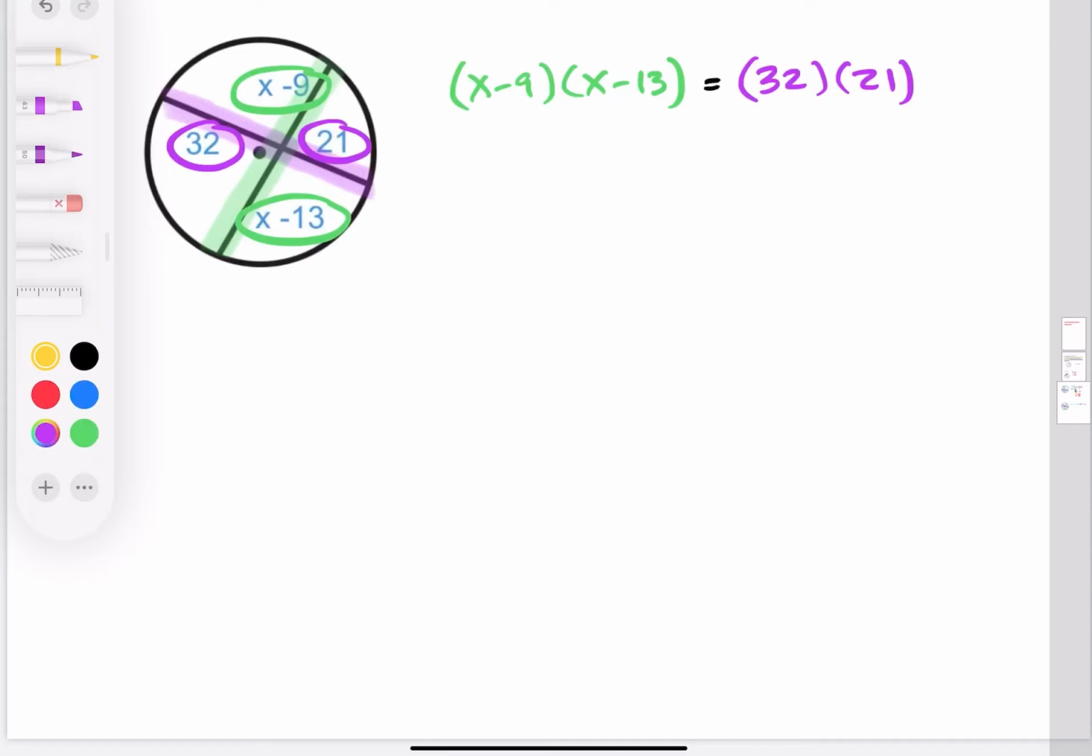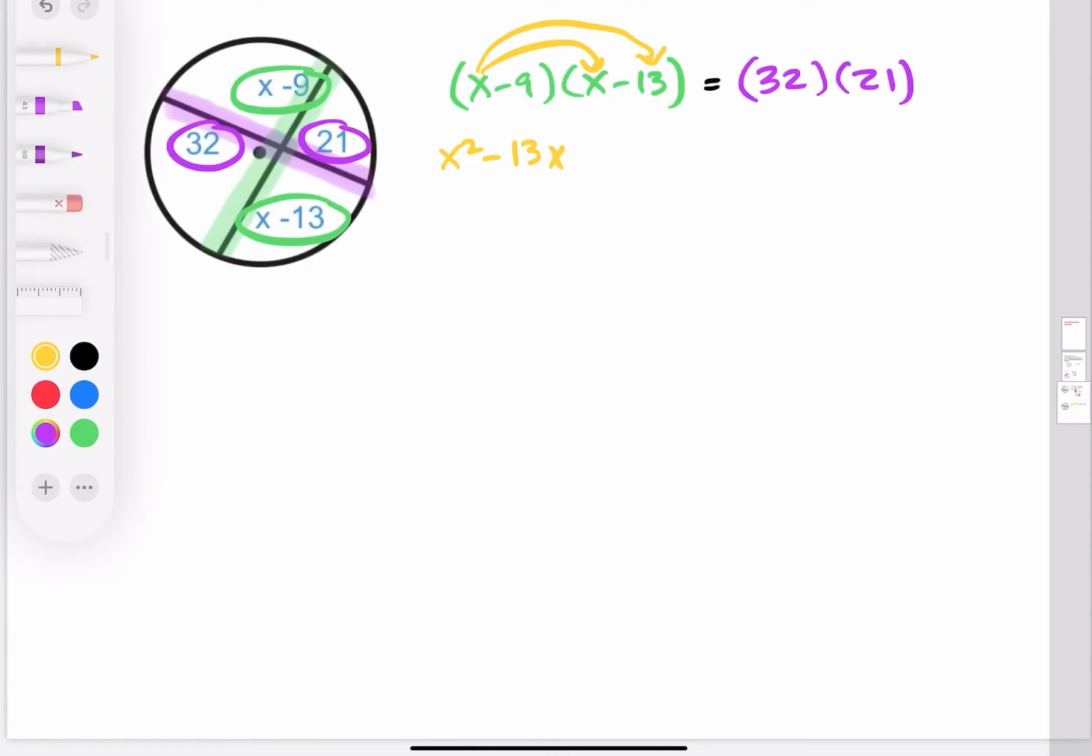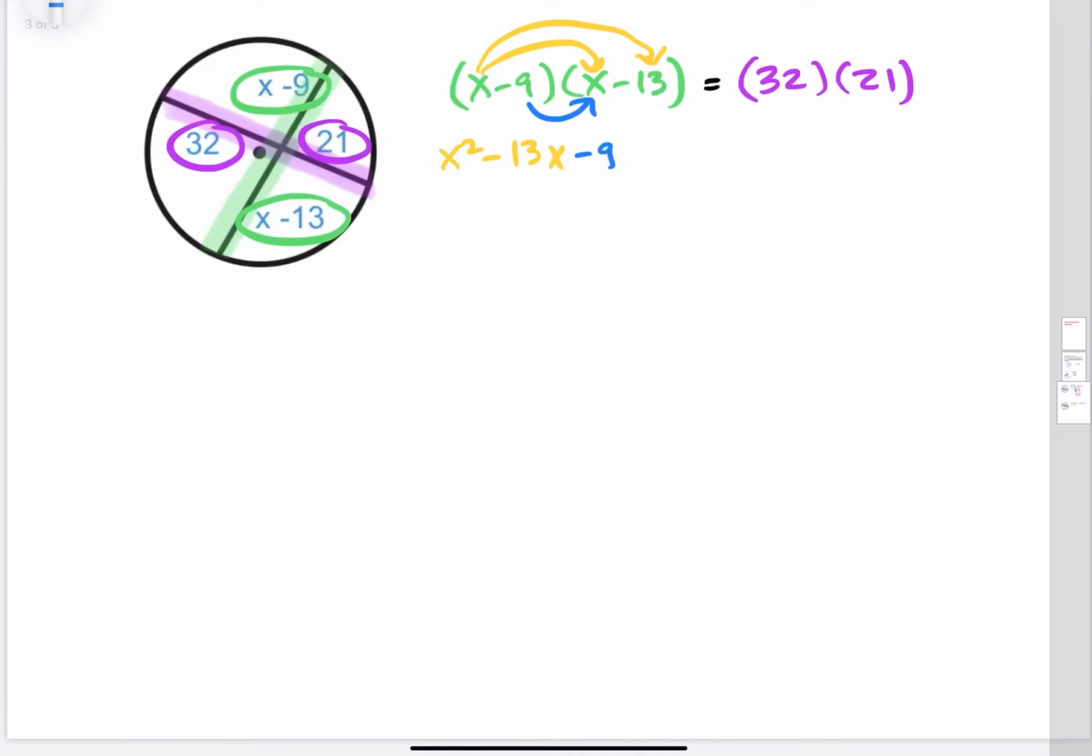So the first thing that we need to do is simplify this left side. And to do that, we're going to FOIL or use the distributive property. So I'm going to distribute that x. So x times x is x squared. And then x times negative 13, well, that's negative 13x. When I'm done distributing that x, I'll distribute the negative 9. Negative 9 times x is negative 9x. And negative 9 times negative 13, well, negative times a negative is a positive, and 9 times 13 is 117.